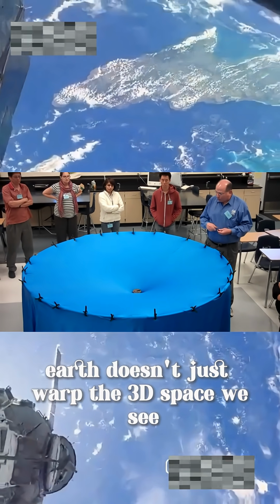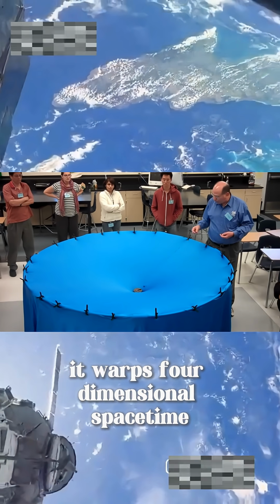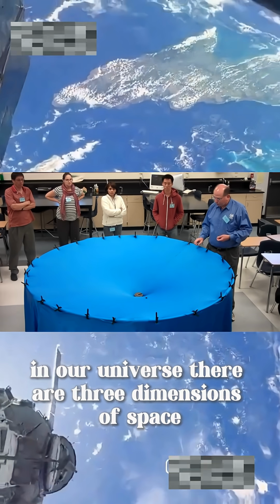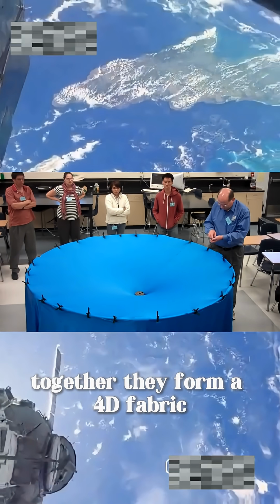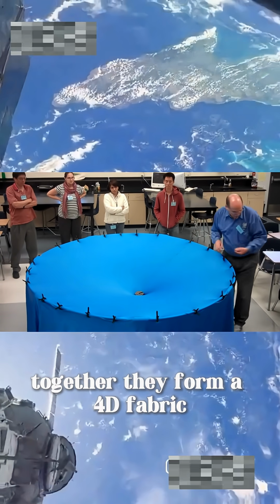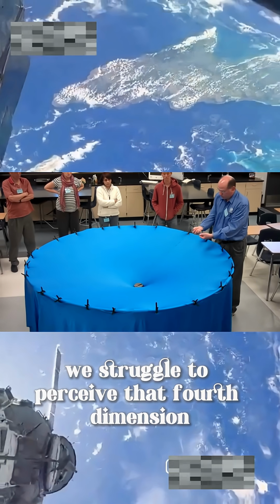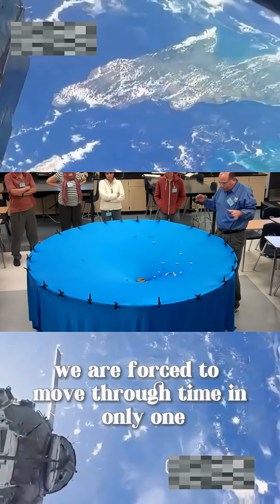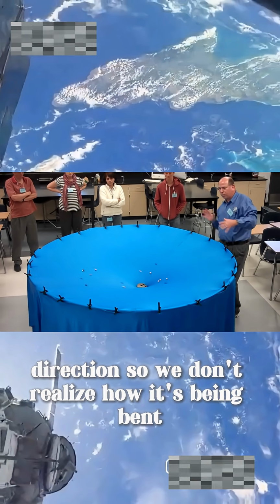Earth doesn't just warp the 3D space we see, it warps 4-dimensional spacetime. In our universe, there are 3 dimensions of space and 1 dimension of time. Together, they form a 4D fabric. As 3D beings, we struggle to perceive that 4th dimension. We are forced to move through time in only one direction, so we don't realize how it's being bent.